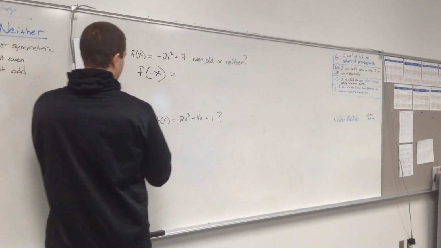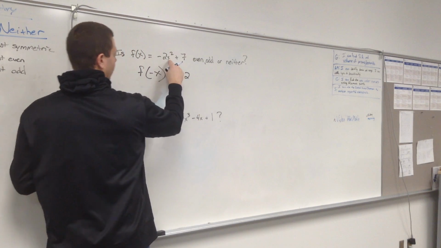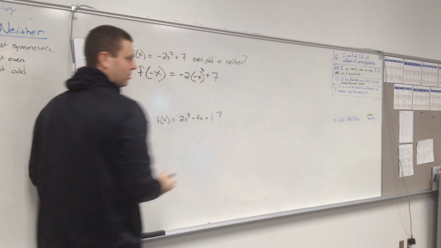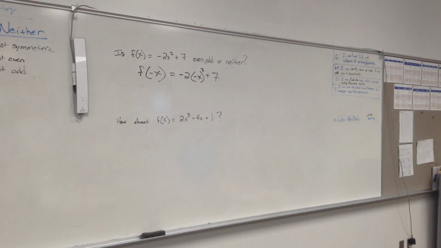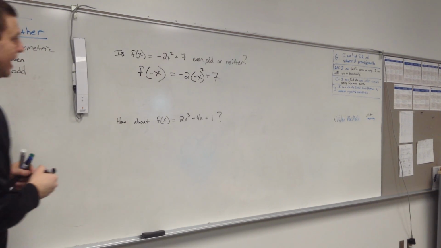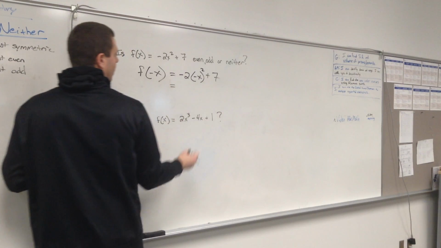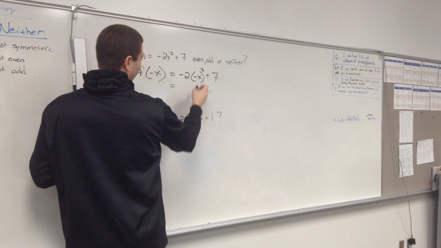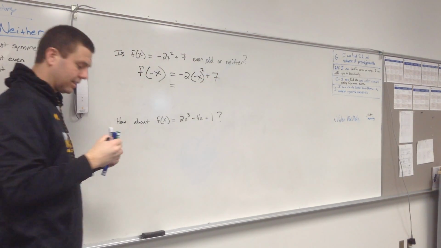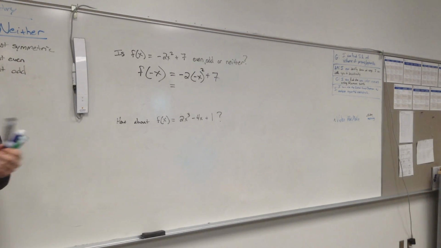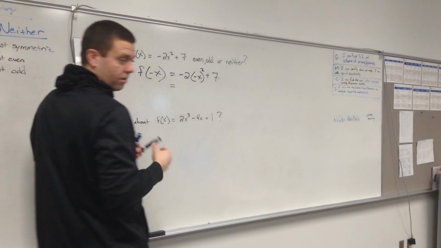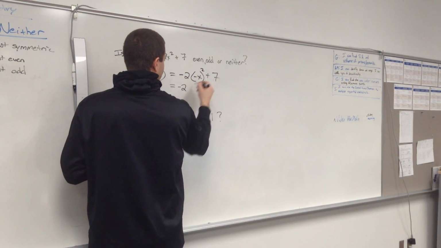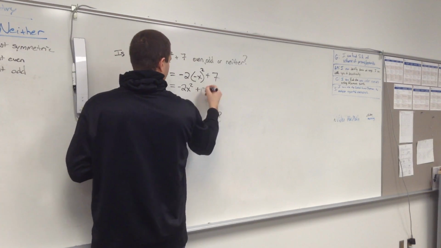So here's what it will look like. Negative 2, what am I plugging in place of the x? Negative x, squared, plus 7. Parentheses are vital. You've got to use parentheses around whatever it is that you substitute into the function. Now make sure you do your order of operations correctly. Order of operations would tell me to do what's inside the parentheses first. Well, that's just a negative x. Then I do exponents. What happens when I take a negative x times a negative x? I get a positive x squared, right? So this became a positive x squared. So now I have negative 2 times a positive x squared, and then plus 7.